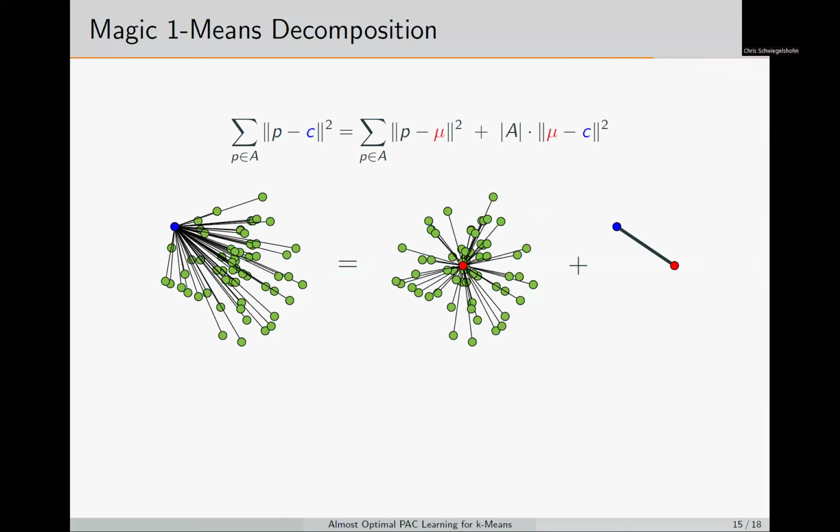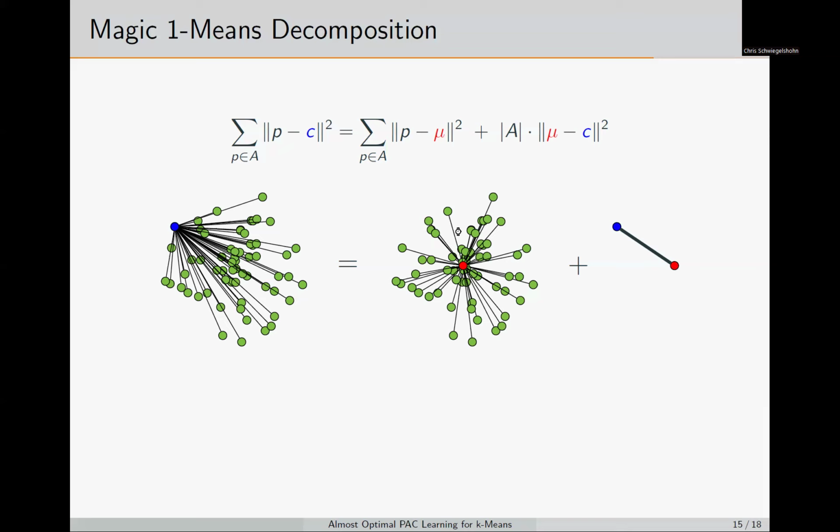The main additional ingredient that we use in order to obtain our net construction is based on the following identity that is extremely popular throughout the k-means literature. It says that when you are taking the sum of squared distances of any point set to a candidate solution C, you can decompose this cost as the sum of squared distances of all of the points to the mean, plus the number of points times the squared distance between the mean and the candidate solution C.